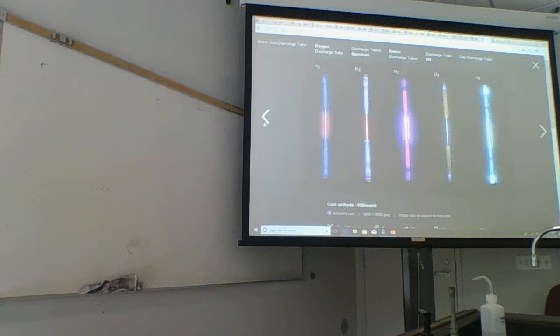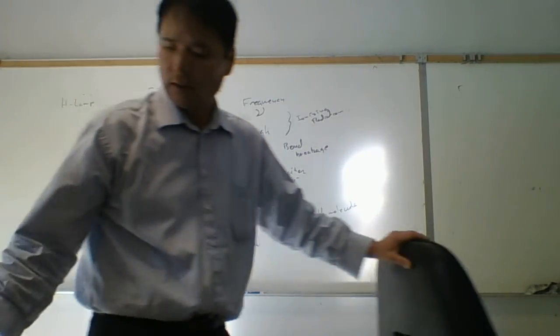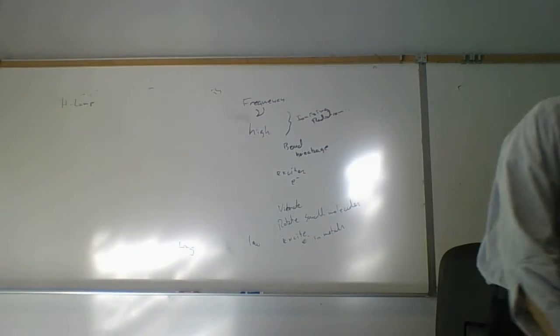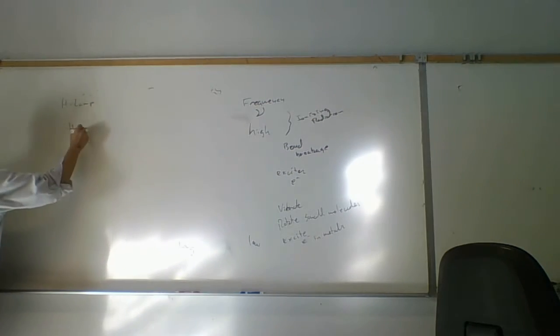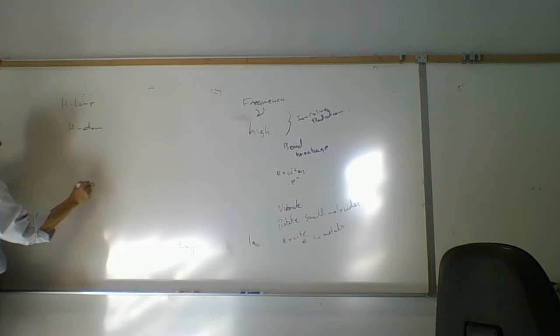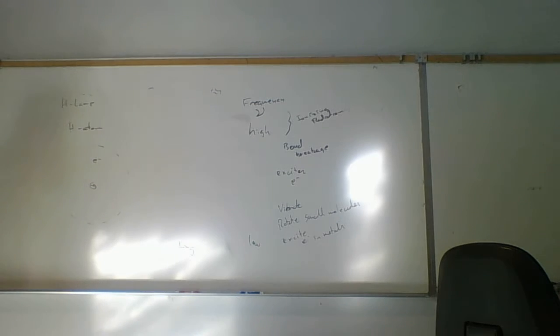If I make a hydrogen lamp, what does a hydrogen atom look like? An H atom is going to look like this. An H atom is going to have a proton in the center and an electron out here. And this electron I can excite to different energies.